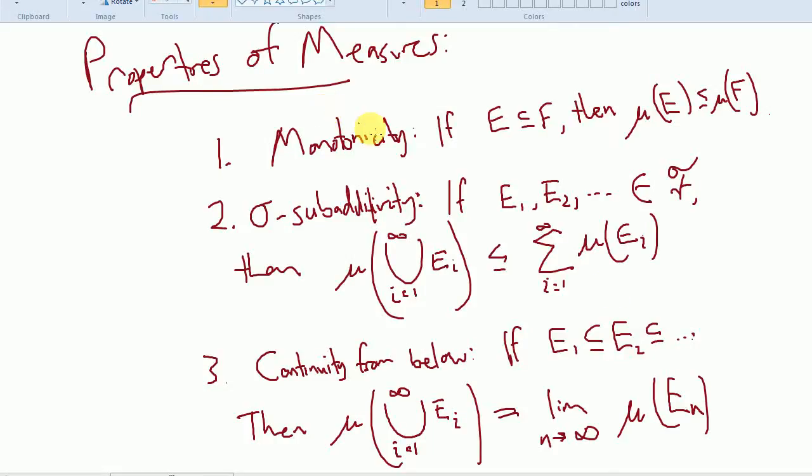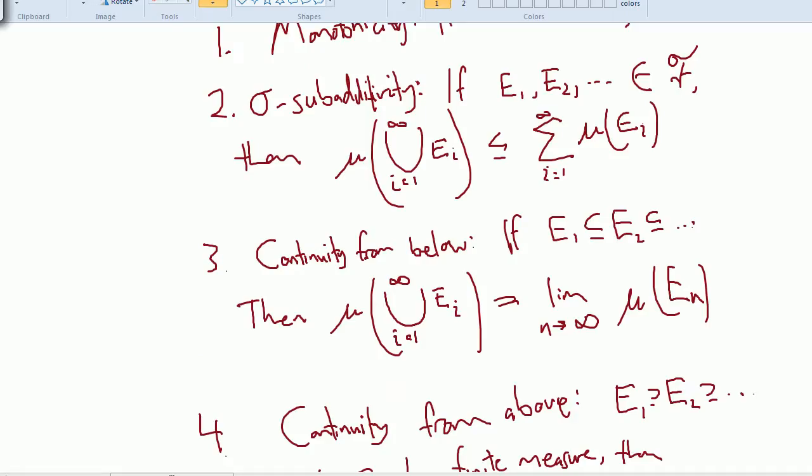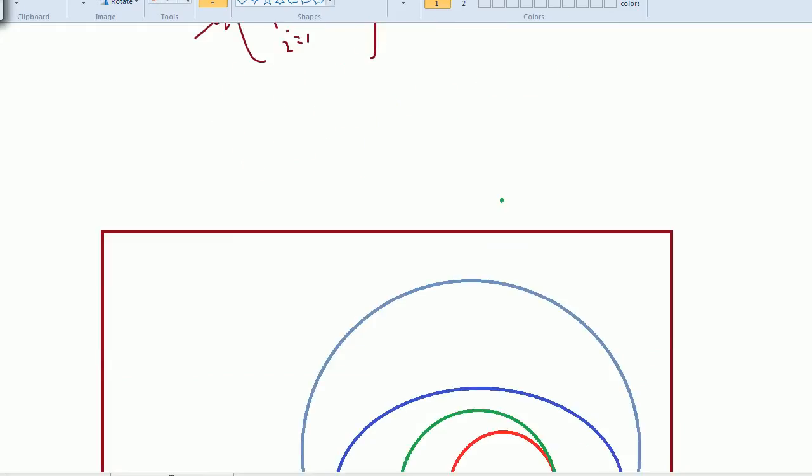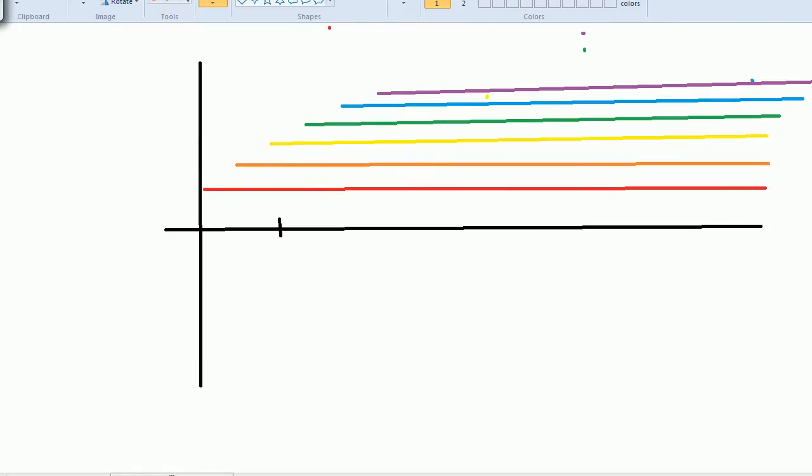In the last video, I introduced 4 properties of measures that I would like to prove now. I ran out of time in the last video, and I'd like to go ahead and give the proofs. So first of all, let's talk about monotonicity. The theorem says that if E is a subset of F, then the measure of E is less than or equal to the measure of F. It certainly seems intuitively obvious that a smaller thing should not have a bigger measure than a bigger thing, right?